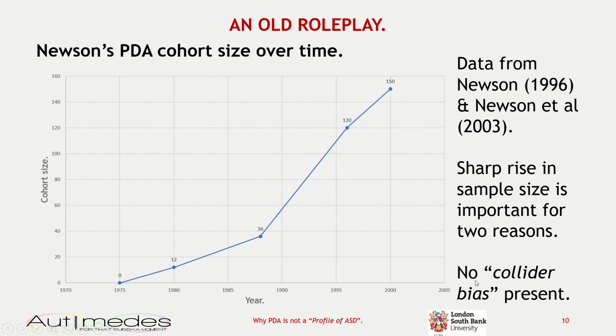I'm showing this because some people, particularly the deniers, are arguing there's potentially a collider bias present that explains the differences in clinical presentation between Newton's PDA and what some people argue is the PDA profile of autism. And I'm saying there's no collider bias. The reason Newton's PDA does not look like modern PDA as presented by proponents of the PDA profile of autism is because of the axiology and methodology of Newton's research. It's not due to a collider bias.